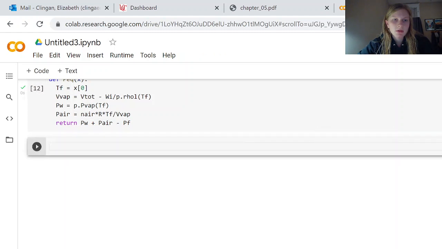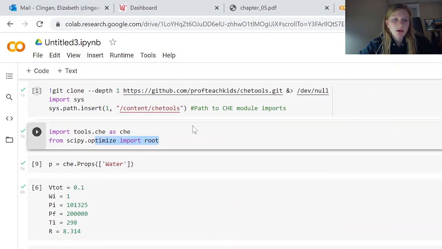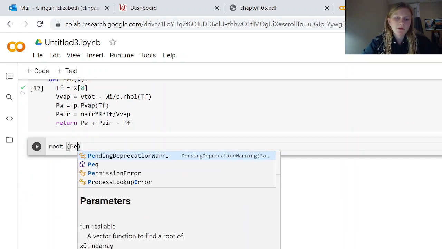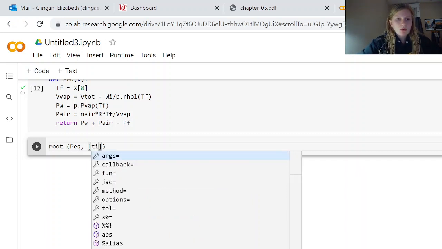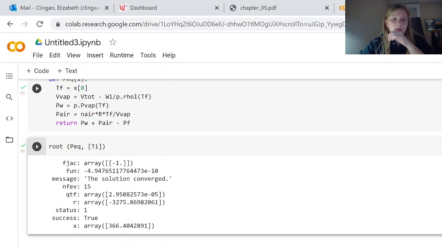Alright, so now we can use our root function that I loaded up here, and we can use the root function to solve the pressure equation for when the sum of the partial pressures equals 0. Awesome, and so we get the same value as before, this 366 number.